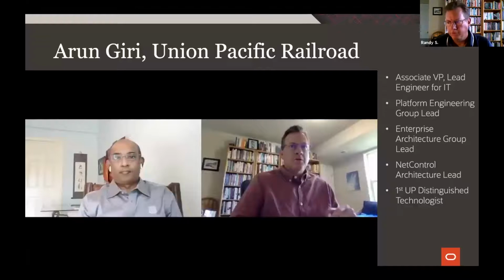So 5,600 microservices running on 20,000 JVMs, 1.3 billion API calls per day, and generating several 100,000 events. So this is a great example of what you can do.